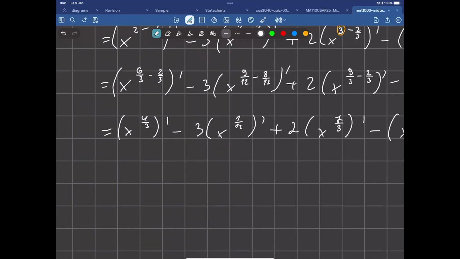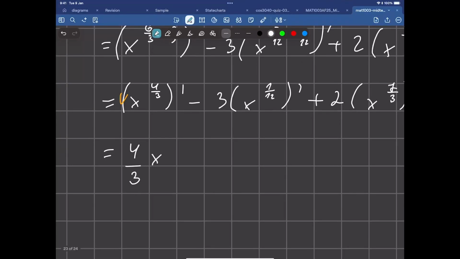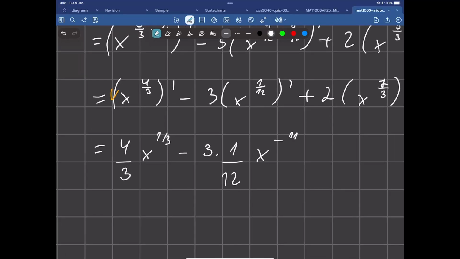Derivative. And now it's finally time to calculate the derivatives. So for each of them, it's the same algorithm. You pull the exponent down first. In this case, it's 4/3. Then you write the x. But now the new exponent is going to be the old one minus 1. So 4/3 minus 1 is 4/3 minus 3/3, which is 1/3. Minus 3 times, bring this down. So that's going to be 1/12 times x to the power of. And now I have 1/12 minus 1, which is 1/12 minus 12/12, which is minus 11/12.